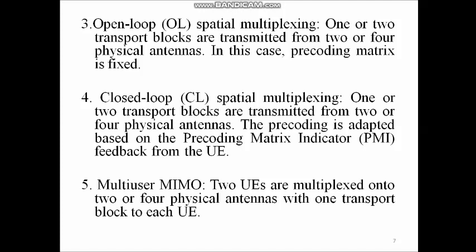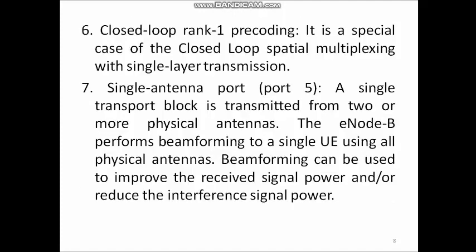And the fifth type is multi-user MIMO, and here 2 user equipments are multiplexed onto 2 or 4 physical antennas with 1 transport block to each user equipment. Okay, next sixth type is closed loop rank 1 pre-coding. This is a special case of the closed loop spatial multiplexing with single layer transmission. So, here P cross 1 precoder is applied.